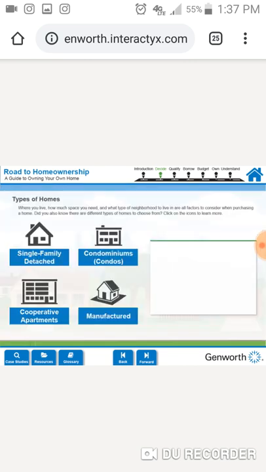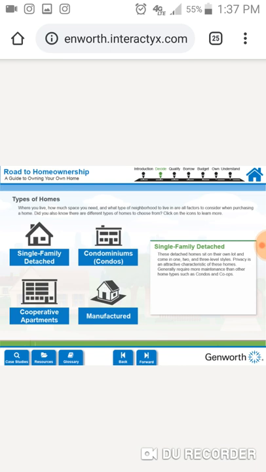Let's proceed. Now, these are the types of homes, and this is good to know because different people have different preferences. Where you live, how much space you need, and what type of neighborhood to live in are all factors to consider when purchasing a home. Did you also know that there are different types of homes to choose from? Click on the icons to learn more.